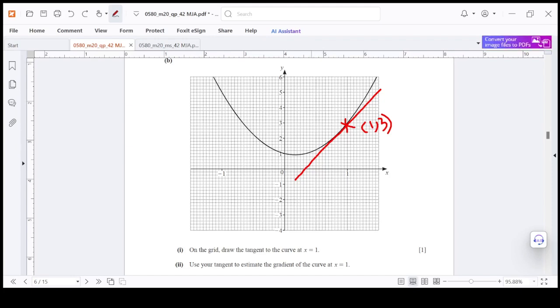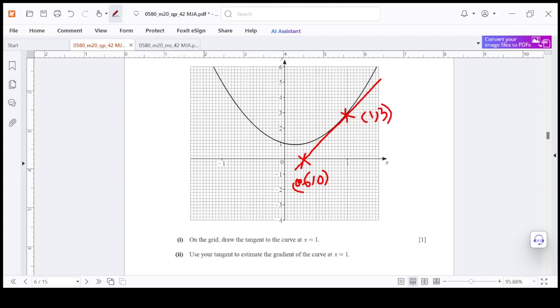Look, I've made a pretty terrible tangent, but that is the best I can do currently. Now I need another point on this tangent. Let's say I'm going to choose this one. So the y is 0 and the x is 0.6. Now I'm going to use y2 minus y1 over x2 minus x1 to find the gradient. 3 minus 0 upon 1 minus 0.6, 3 upon 0.4. Yep, I'm getting 7.5.